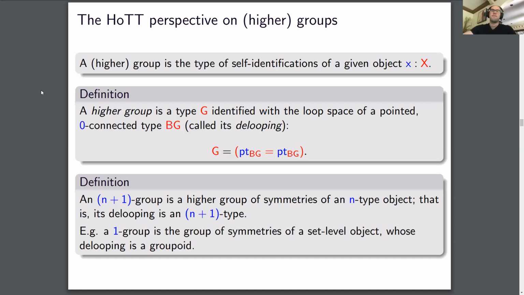In particular, it means that its delooping is an n+1 type. So a one group is a group of symmetries of a set level object, and its delooping is a groupoid.